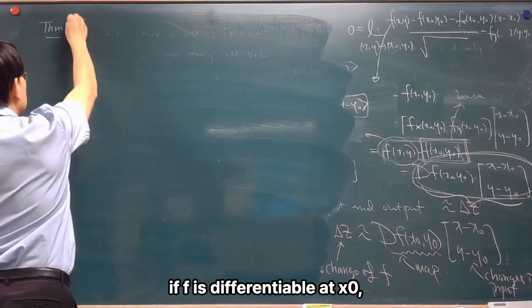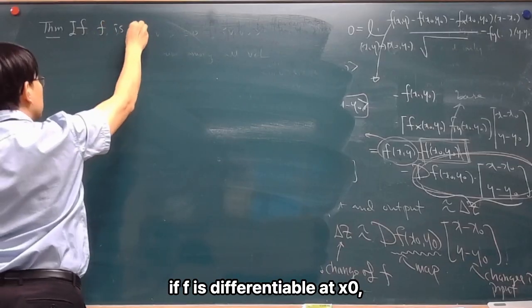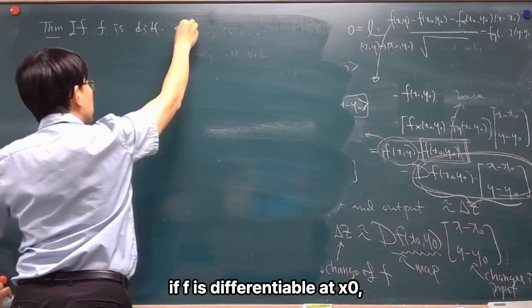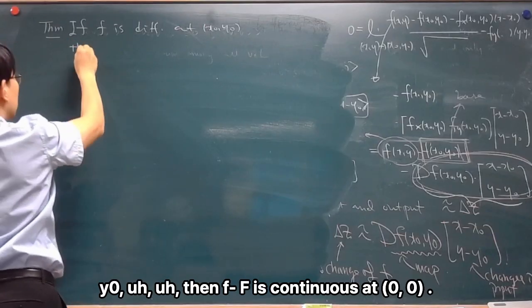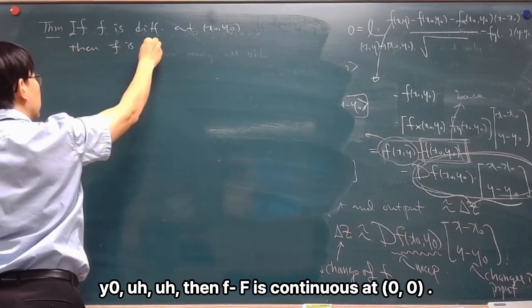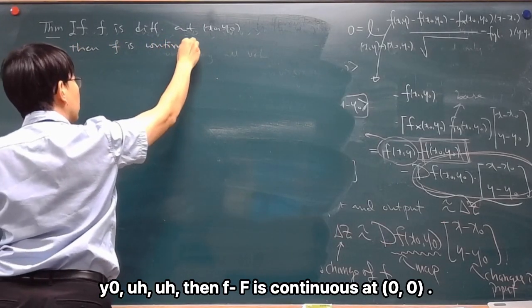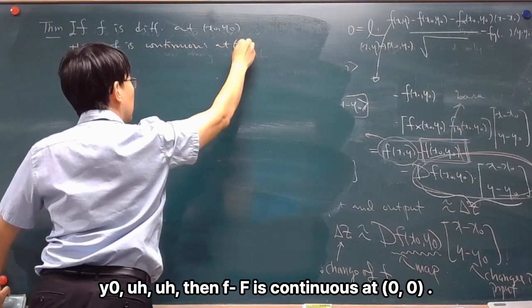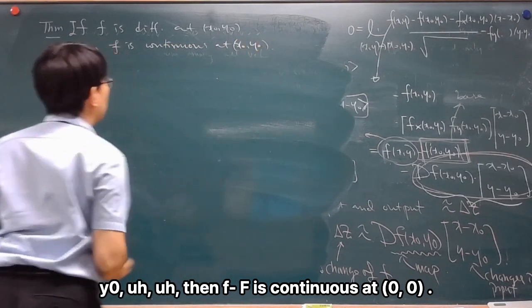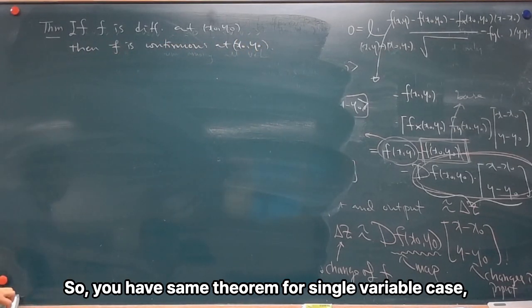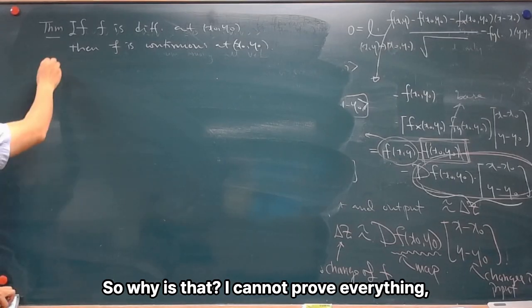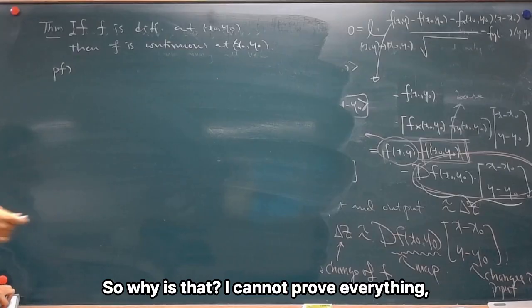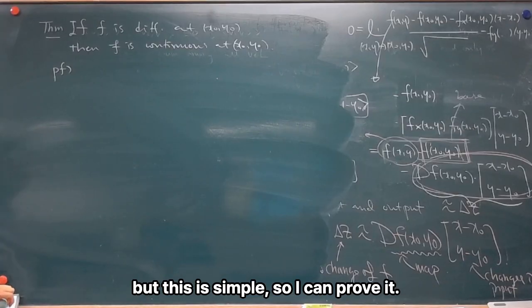So if f is differentiable at x0, y0, then f is continuous at x0, y0. So you have the same theorem for the single variable case, but that's true for a two variable function too. So why is that? I cannot prove everything, but this is simple, so I can prove it.